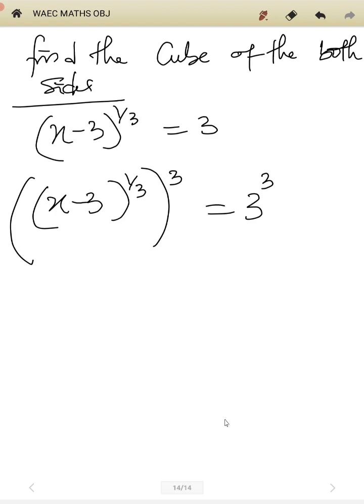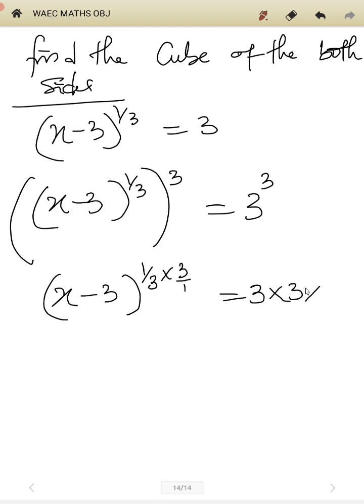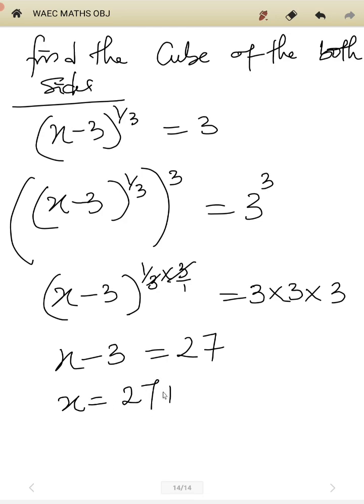In applying it to both sides, you now go back to the law: x minus 3 to the power 1 over 3 times 3 over 1 is equal to 3 times 3 times 3. So this will cancel this. It will be x minus 3 is equal to 27. So you now make x the subject of the formula. We now have x is equal to 27 plus 3, which is equal to 30.